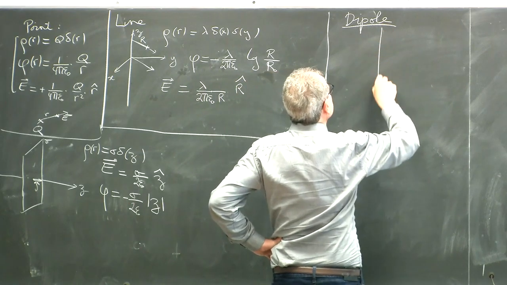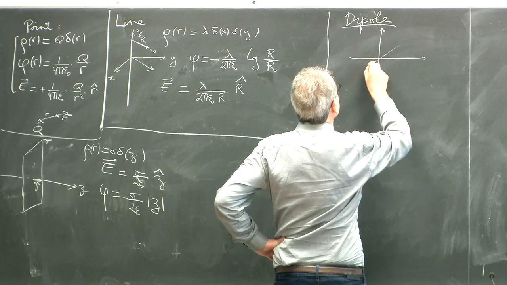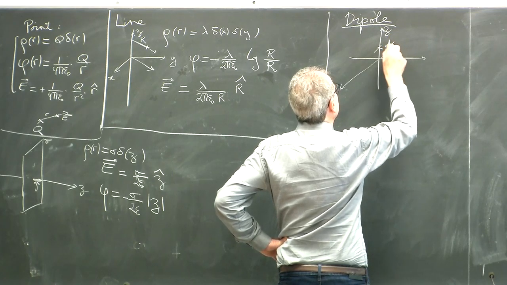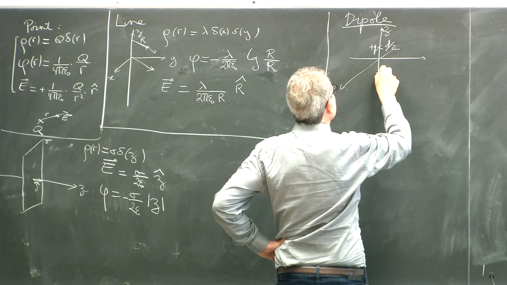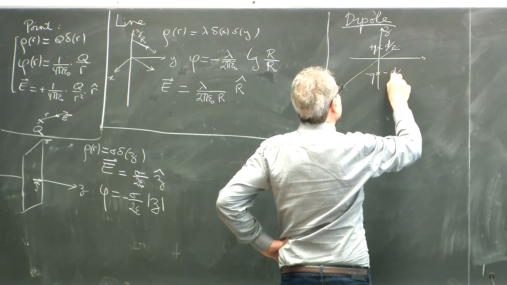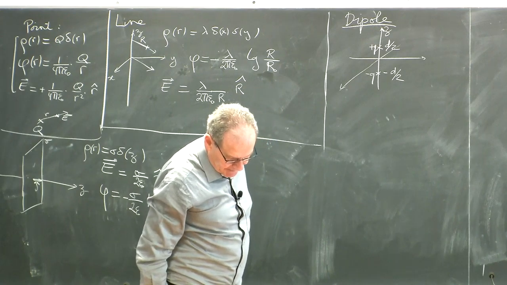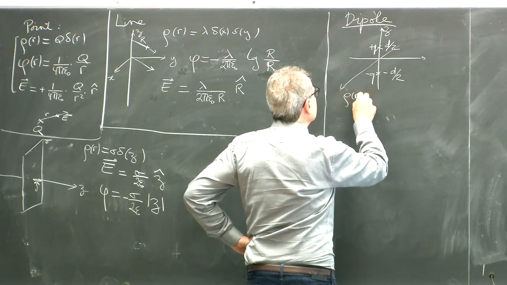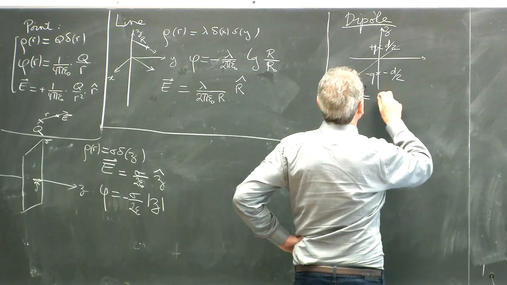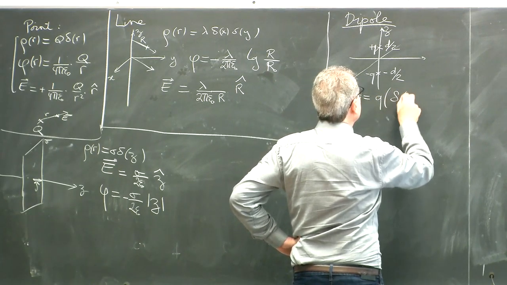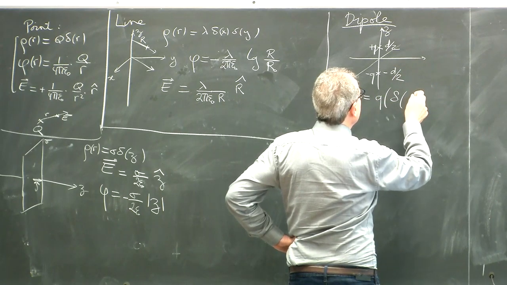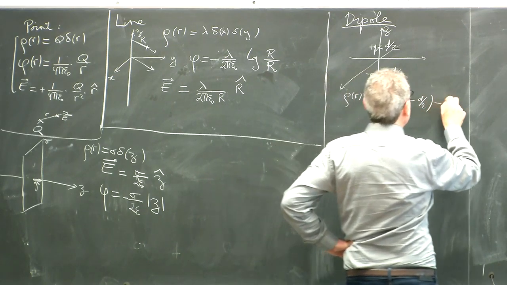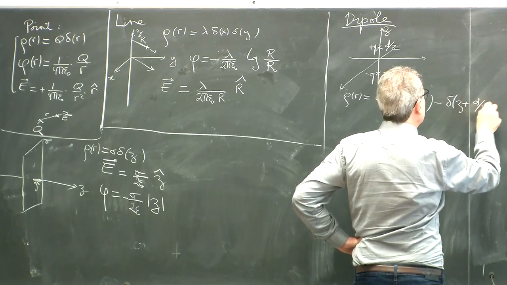Okay, so the dipole. If this is the z-axis, I put a plus q charge here and a minus q charge here, at minus d over 2. So the charge density rho of r is q times delta of z minus d over 2 minus delta of z plus d over 2.